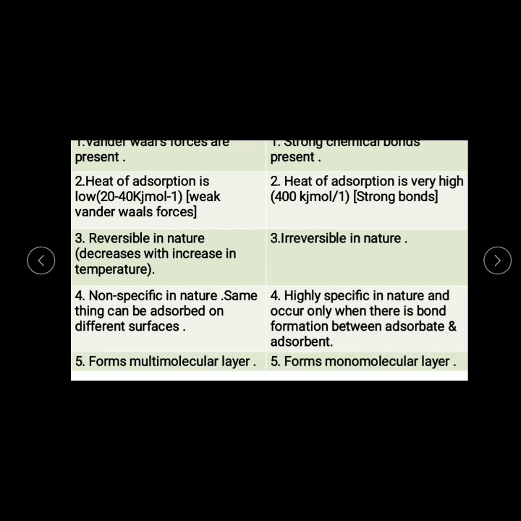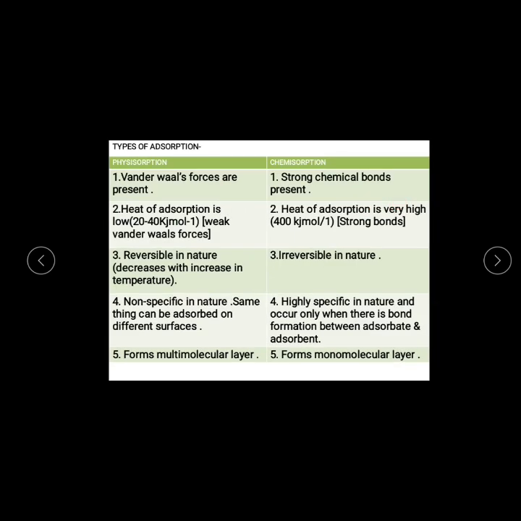It is specific. Physical adsorption forms multi-molecular layer. Because one layer adsorbed, the second layer may also get a chance to get adsorbed because there is no bond formation. But in chemical adsorption, monomolecular layer is formed because once the bond formation takes place, the surface is not available for further adsorption.